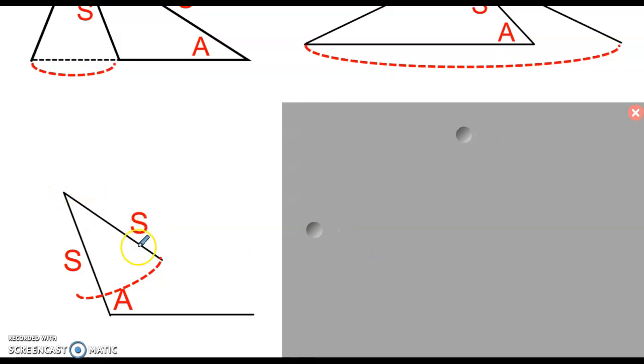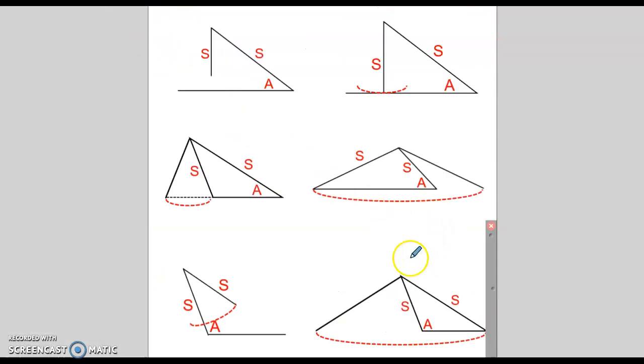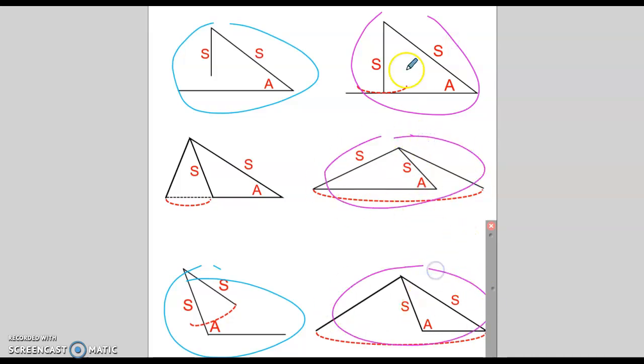Here's one in which this side isn't long enough to reach, so you can't make a triangle with those three measurements. And here's one where, if A is an obtuse angle, there's only one triangle that can be made. So basically, there are 6 different cases that can happen. Sometimes there are no triangles that can be made, like this one and this one. Sometimes there's exactly one triangle that can be made, like these three, and sometimes there are 2 triangles that can be made, this one right here.